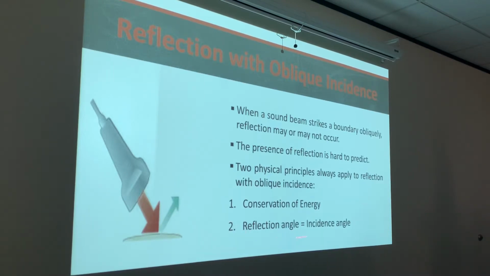So know these two principles, guys. These two principles always apply when we're talking about reflection with oblique incidence. When we talk about conservation of energy, what are they saying? We're saying that energy is neither created nor destroyed. Even though we can't predict if the sound is going to transmit or reflect, we know that the energy has to be accounted for and it's either going to transmit or reflect. The amount, we can't predict that. That's all that's saying, that the energy has to be accounted for. The energy is not just going to poof and disappear. That's why we still get some sound back.